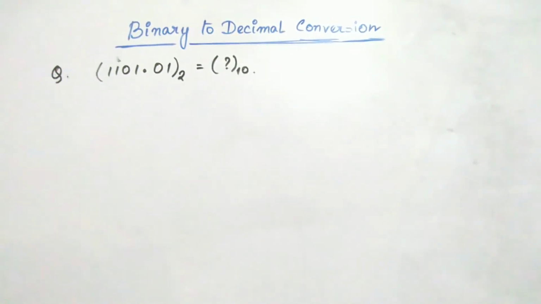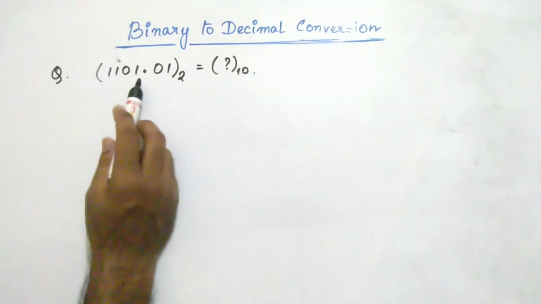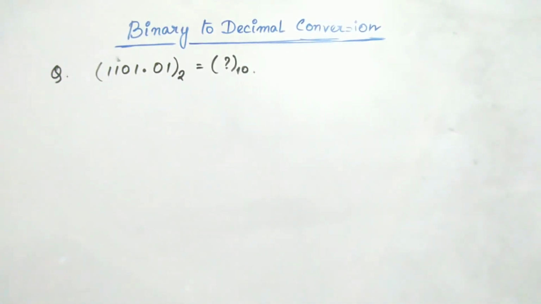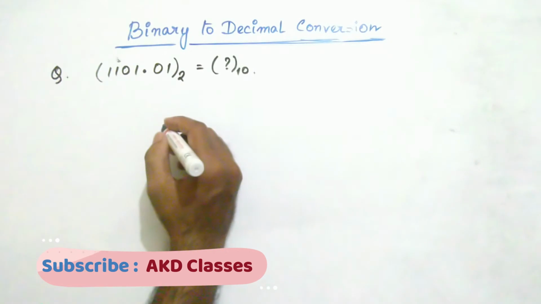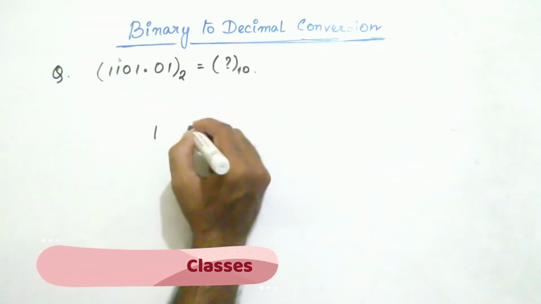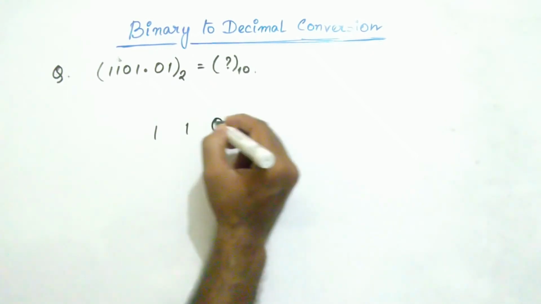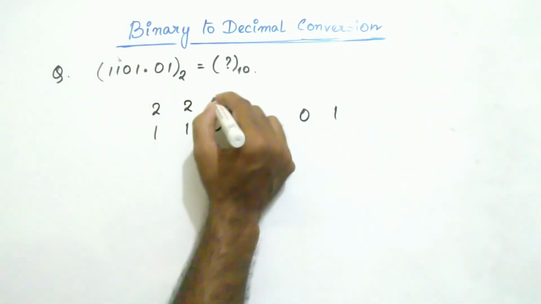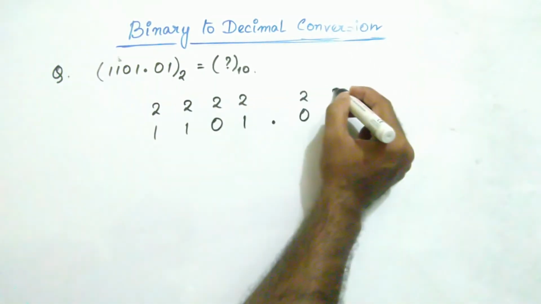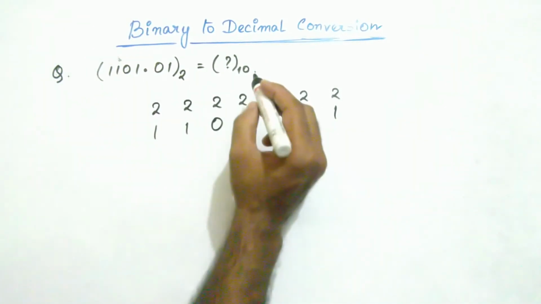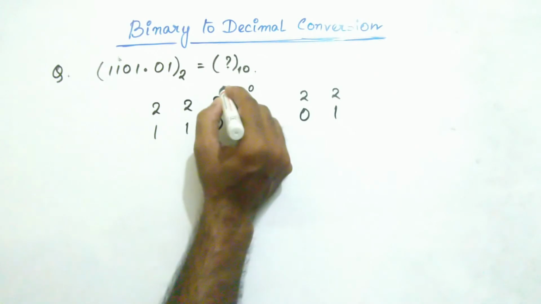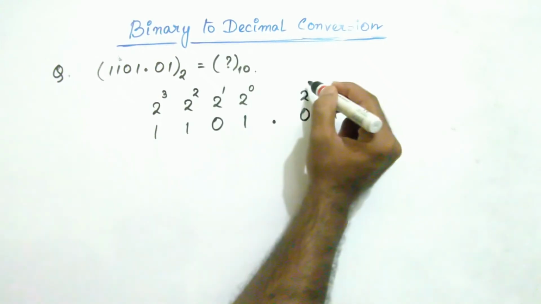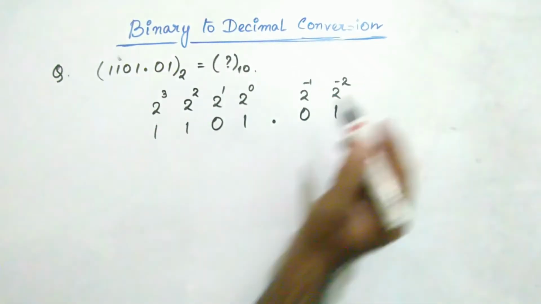Now let's work with this example. We have a binary number with a fractional part and a non-fractional part. To convert it into its decimal equivalent, we will proceed with the same procedure. So just write down the binary number first, 1101.01, and write down the base. The base is 2. For the left part of the binary point, we start the index with 0, 1, 2, 3 onwards, and for the right part of the binary point, we start putting the power as -1, -2.